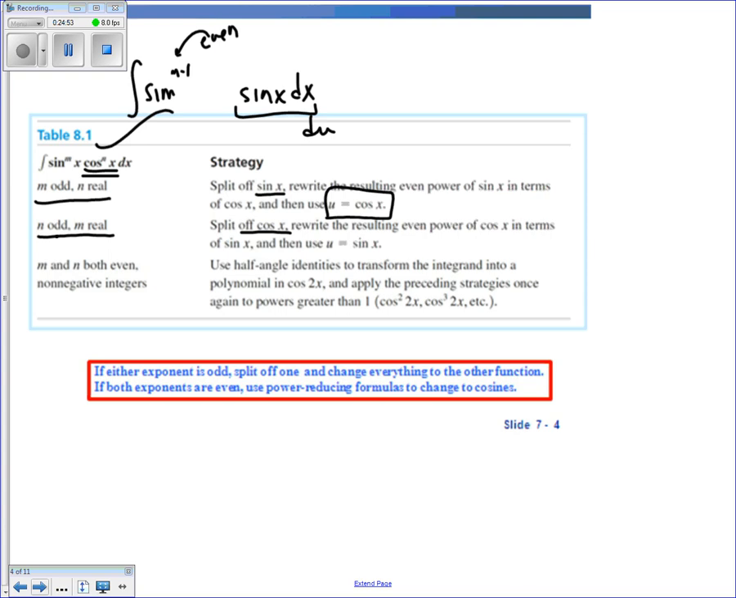If both of them are even, or if they're both even, non-negative integers. If you had a sine to the minus 2, you can't use the power reducing formula with negative powers. But if both of them are even, you're going to use half-angle formulas to change them. And what that does is it's reducing the power by half, and you might have to apply it multiple times. Okay.